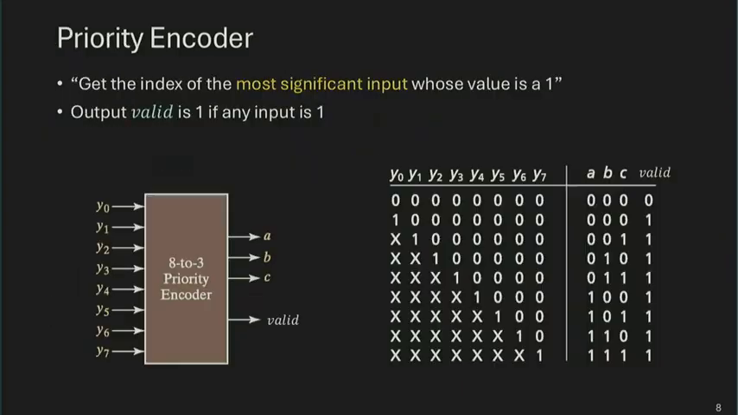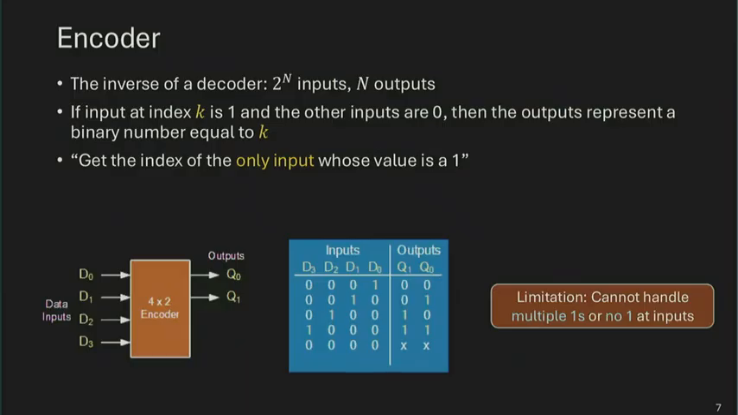So this is really the opposite of a decoder, but this one has a few limitations. Number one, you cannot handle multiple ones at the inputs. That violates the constraint of having a single one, and therefore the output of the encoder is undefined. The other issue is that if you have no one at the input, like 0, 0, 0, 0, again, the encoder doesn't really have a way to represent that scenario. So we put that as an XX, an incompletely specified condition. We don't know what will happen.